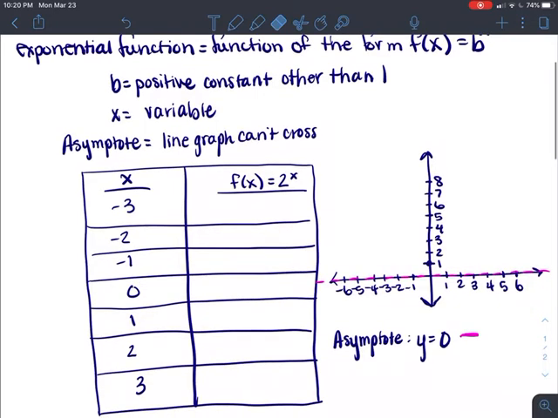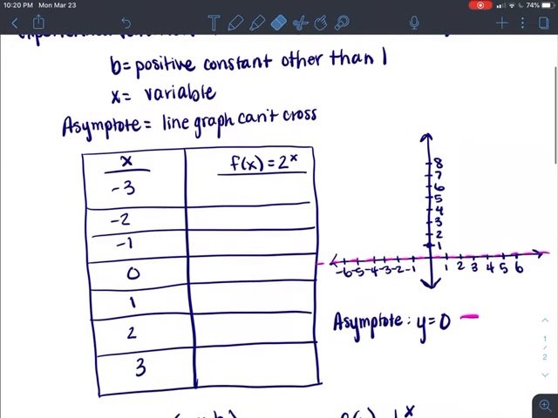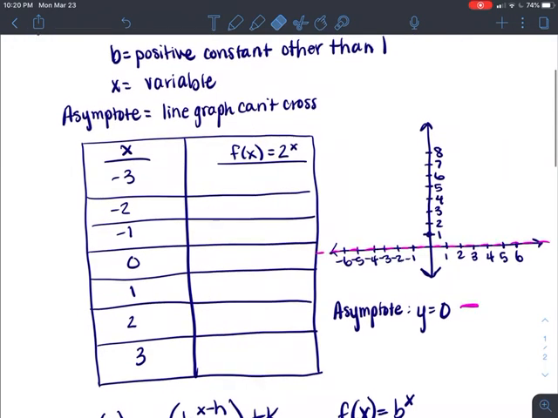So I'm also going to define what an asymptote is. An asymptote is a line that the graph can't cross, okay? And so I'm going to explain that when we go over to our graph over here on the right in a few minutes.